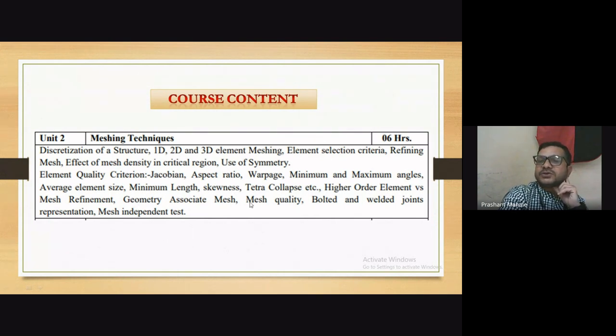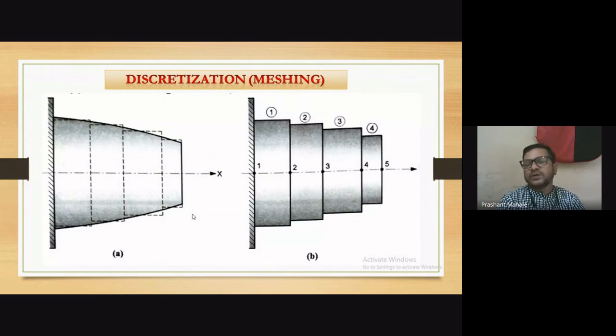Geometry associate mesh quality, bolted and welded joint representation, mesh independent. These are the points given according to the syllabus. And as I said, I'm going to go through all this content again when I complete this unit. First, we'll go for the discretization and understand it in detail now. As I said, in this unit we are going to go for details instead of the briefs that we have seen in the last unit.